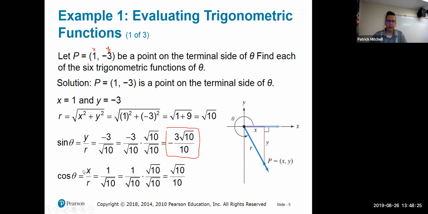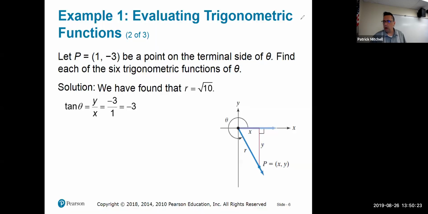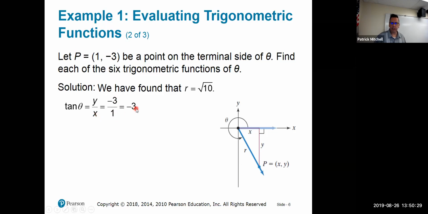And the cosine of theta will be x over r, which is 1 over the square root of 10, and again, rationalize the denominator. All right, and then the tangent of theta is y over x, just like in the unit circle definition. That comes out to -3.